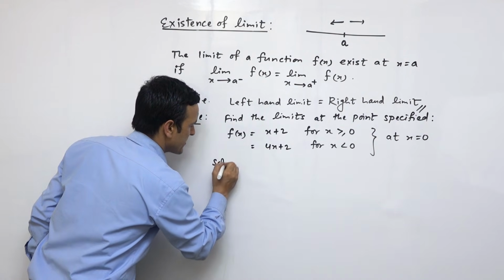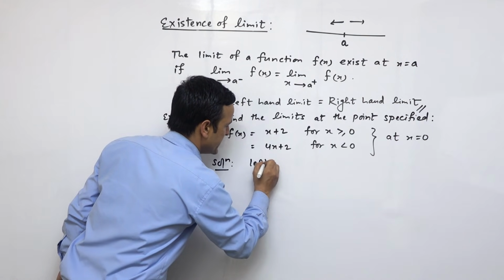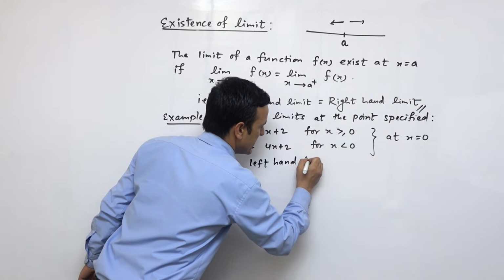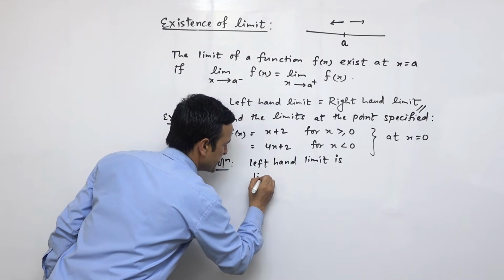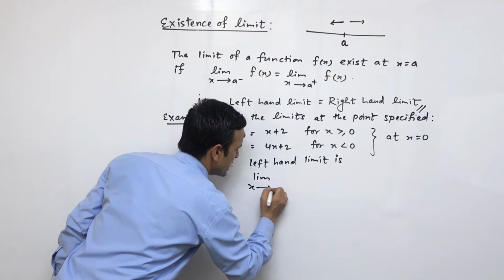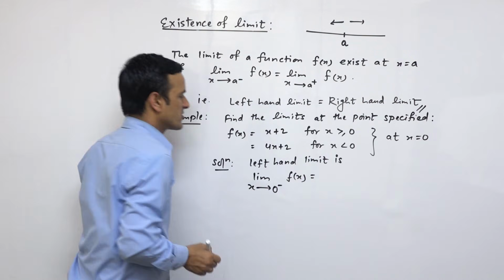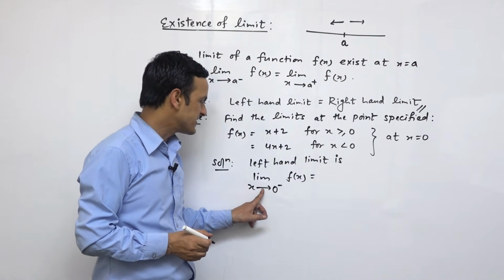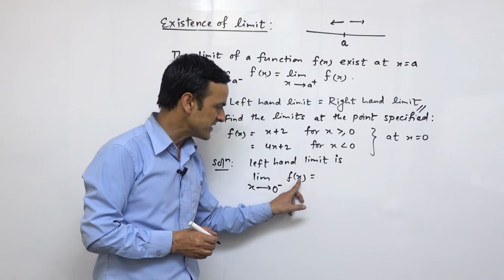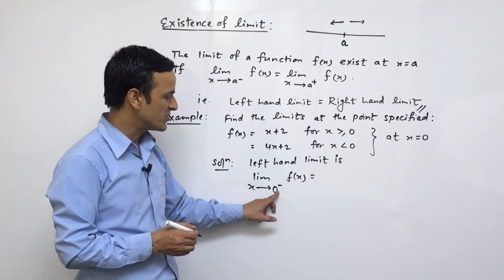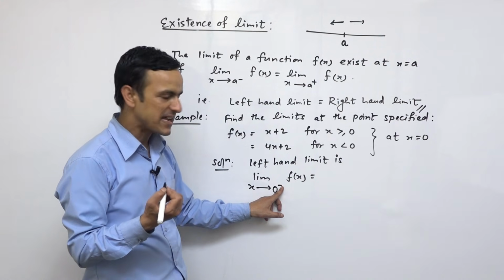So let's solve this question. So here left hand limit, how to find left hand limit? So left hand limit is limit x tends to 0 minus of f(x). It can be read as limiting value of function f(x) when x tends to 0 from left side. Minus means from left side.